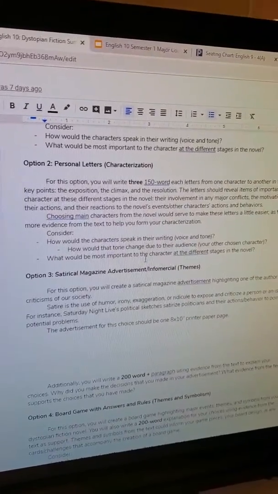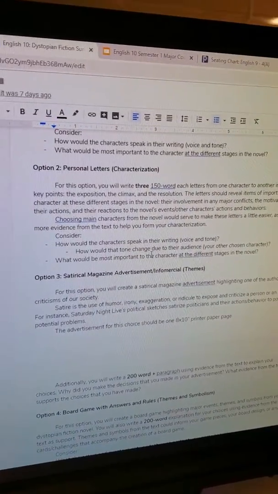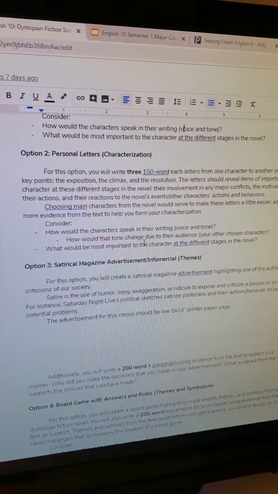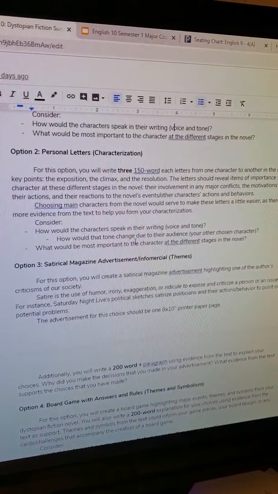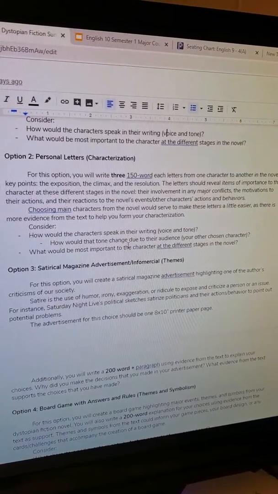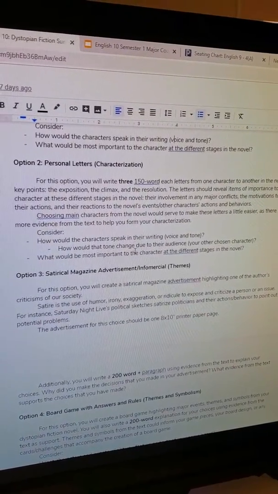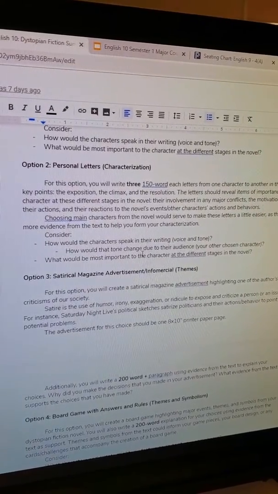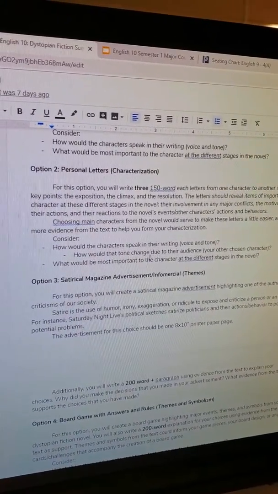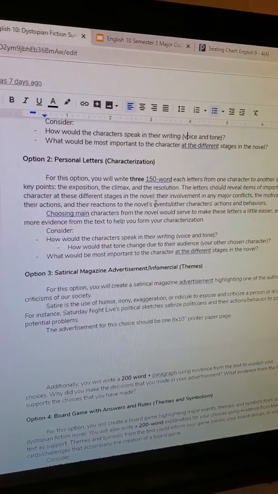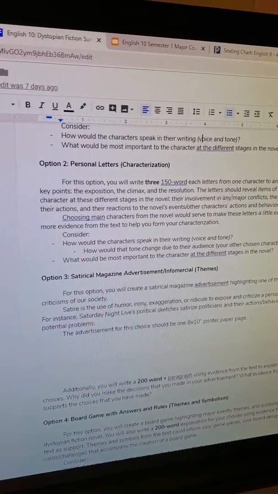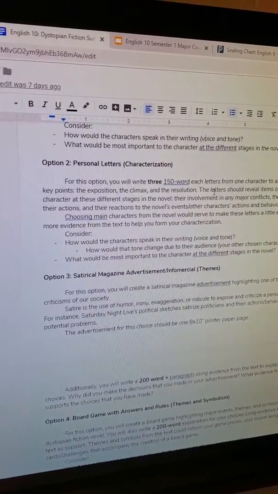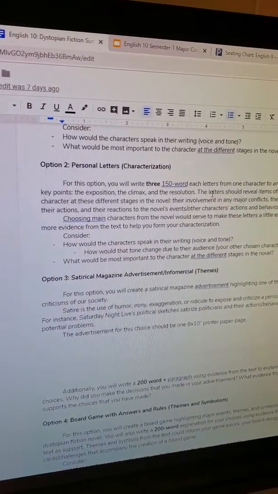Then you've got the personal letter option, which is very similar to the journal entry, except that the personal letter is written from one character to another character. Some students have decided to do different characters for their letters. One time they'll write as Katniss, and another time as Peeta to Katniss, or maybe they'll switch to Gale. That's fine too. You just want to make sure that there are different stages in the novel. So one letter should be during the exposition again, 1 letter from the climax of the story, 1 letter from the resolution at the end of the story.